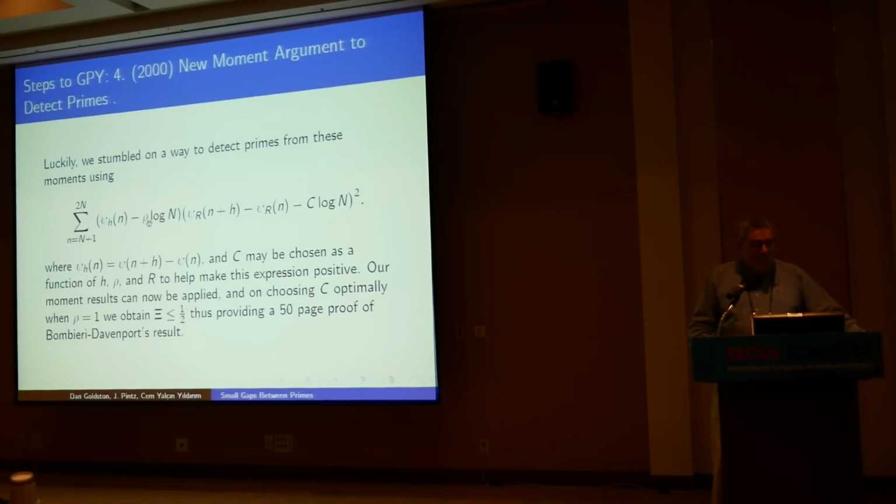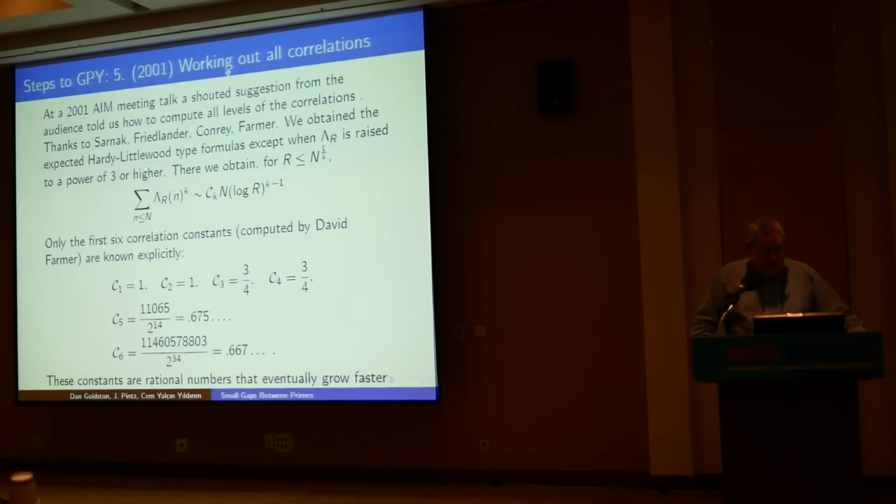You could just take the number of primes in the interval minus what you expect and hit it with the square of one of these things. You get sort of third moments type results. And then you can optimize over the C. So when you go through that, you actually recover Bombieri-Davenport's result, and you get a new proof of the result, but it's 50 pages long, so it's not an advantage.